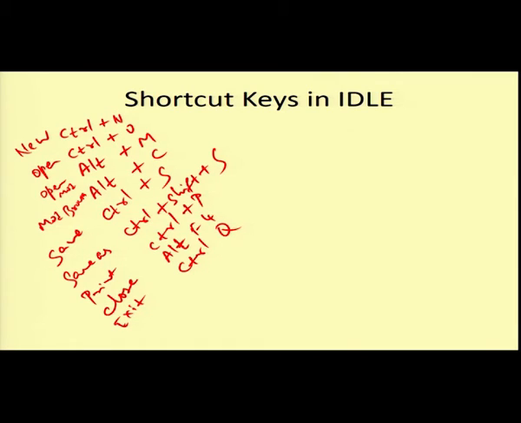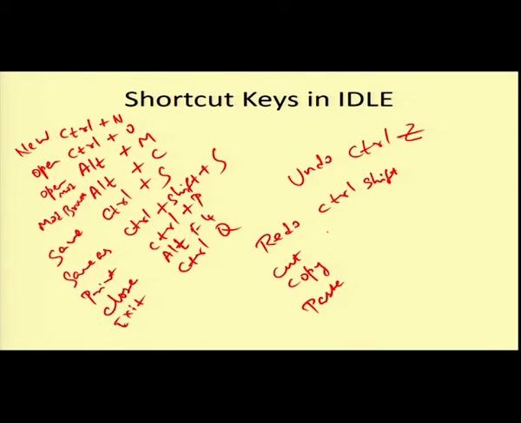And if you want to do any sort of undo operation, the shortcut key is Control Z. If you want to do redo operation, the shortcut key is Control and Shift. The shortcut keys for cut, copy and paste: for cut, it is Control X. For copy, it is Control C. For paste, it is Control V.